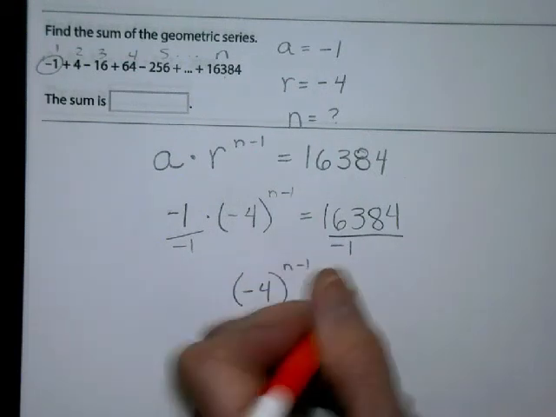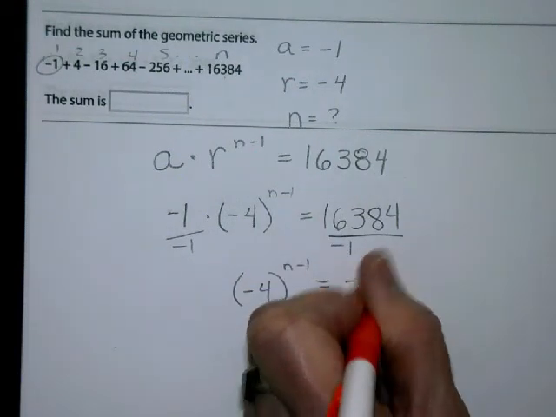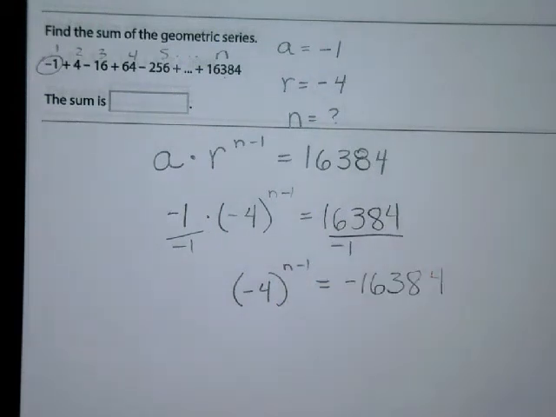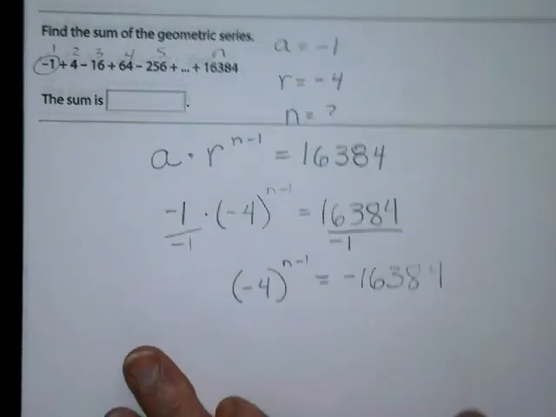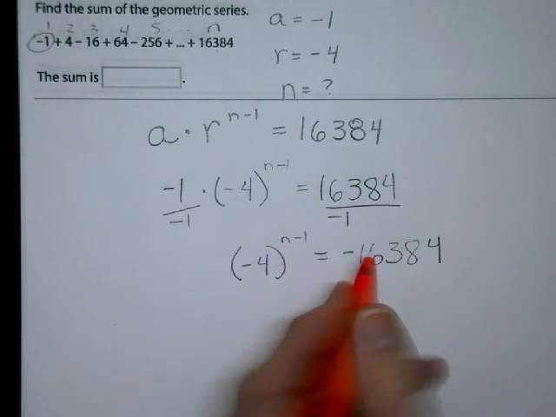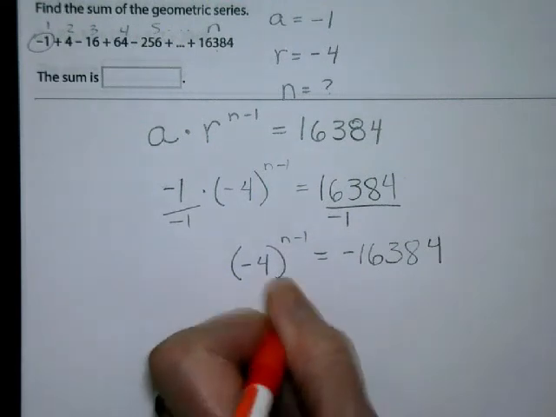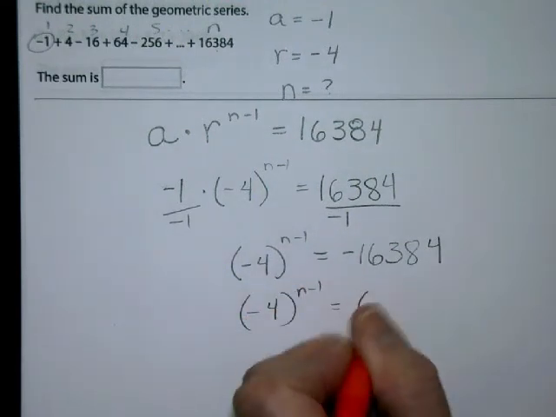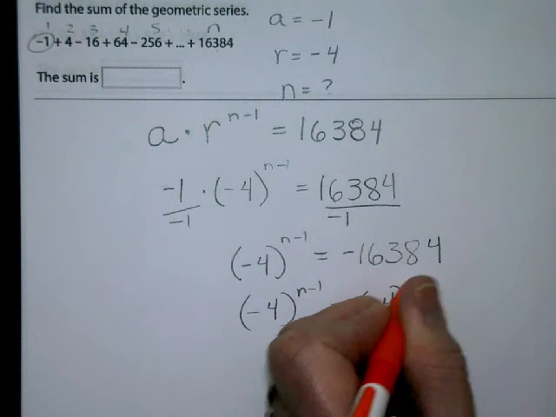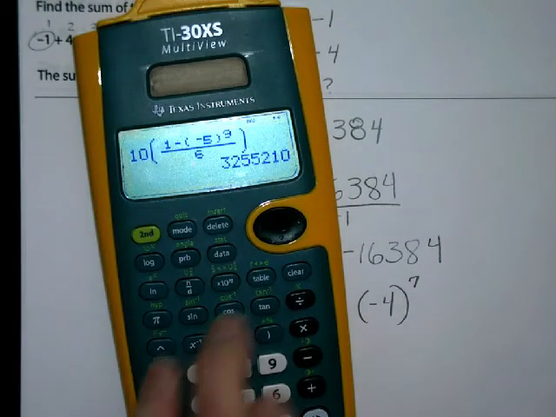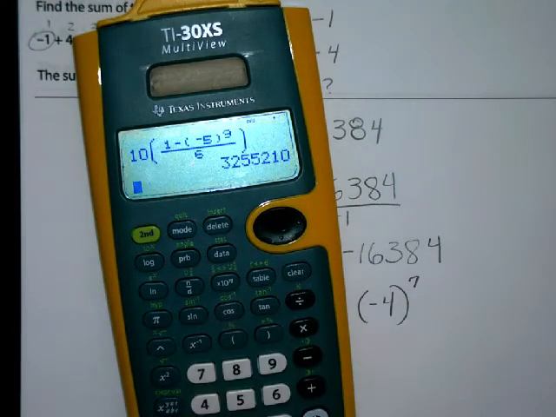So that means I'm going to have a positive or an odd power. Negative 4 to the n minus 1 power is going to be a negative 16,384. There we go. So do my math. What do I take a negative 4 to, to get a negative answer? Happens to be the power of 7.